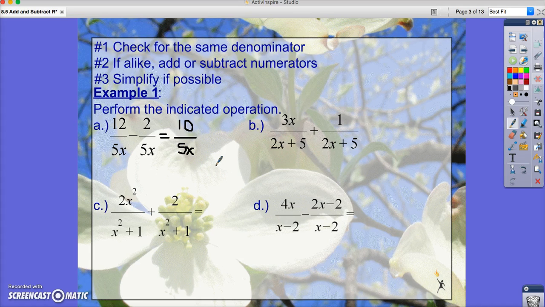Now, step 3, though, here's what we're going to add to these problems. Simplify if possible. We simplified in lesson 8.4, right? If I look, 5 and 10, I could simplify, right? 10 divided by 5 is 2 over x. So you can actually simplify, right? 5 divided by 5 is 1. 10 divided by 5 is 2. That's how I get 2 over x. Now that's my simplest.